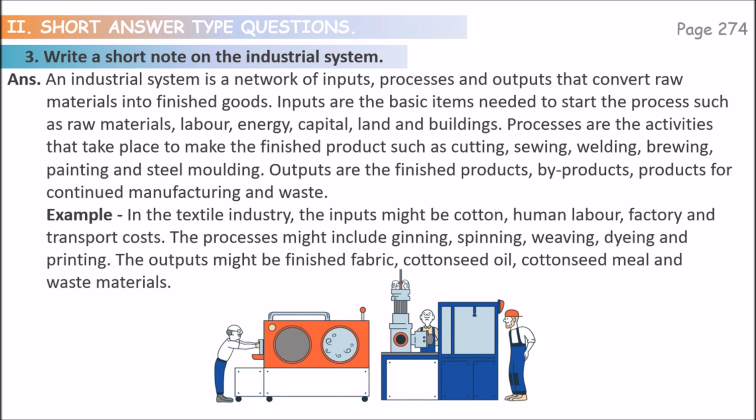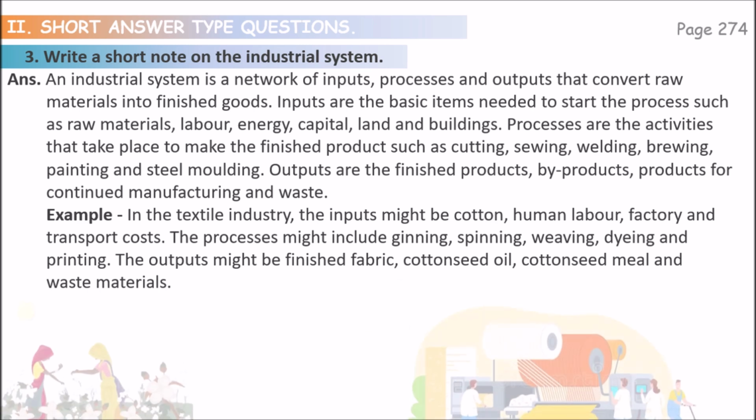Number 3. Write a short note on the industrial system. Answer. An industrial system is a network of inputs, processes, and outputs that convert raw materials into finished goods. Inputs are the basic items needed to start the process, such as raw materials, labor, energy, capital, land, and buildings. Processes are the activities that take place to make the finished product, such as cutting, sewing, welding, brewing, painting, and steel molding. Outputs are the finished products, byproducts, products for continued manufacturing, and waste.